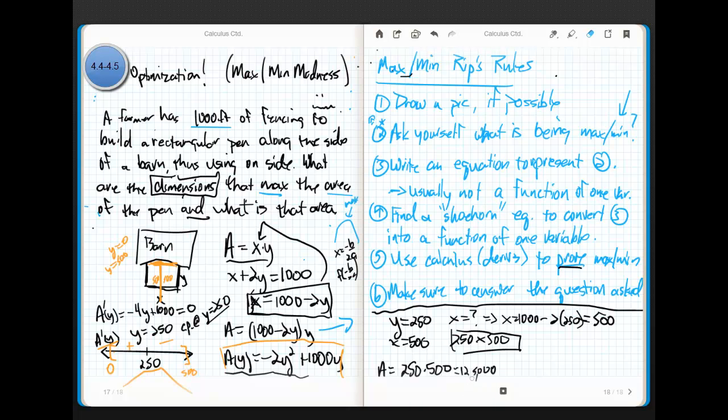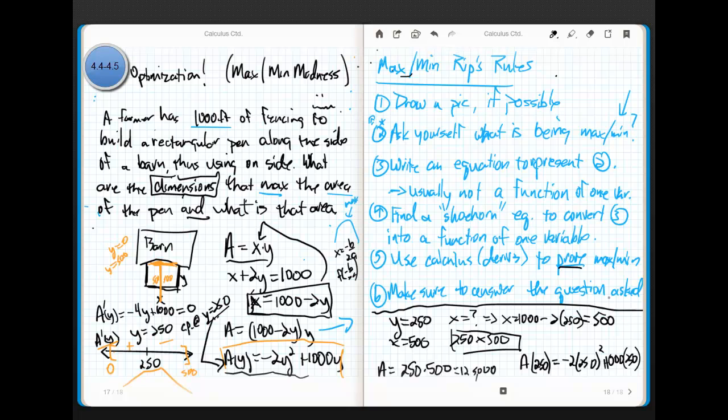Or, if you got a little more savvy, and sometimes it's just straight up easier, can't I simply plug y equals 250 into the function that I already worked so hard to make? A of 250 is equal to negative 2 times 250 squared plus 1,000 times 250. And I'm going to get the same answer.